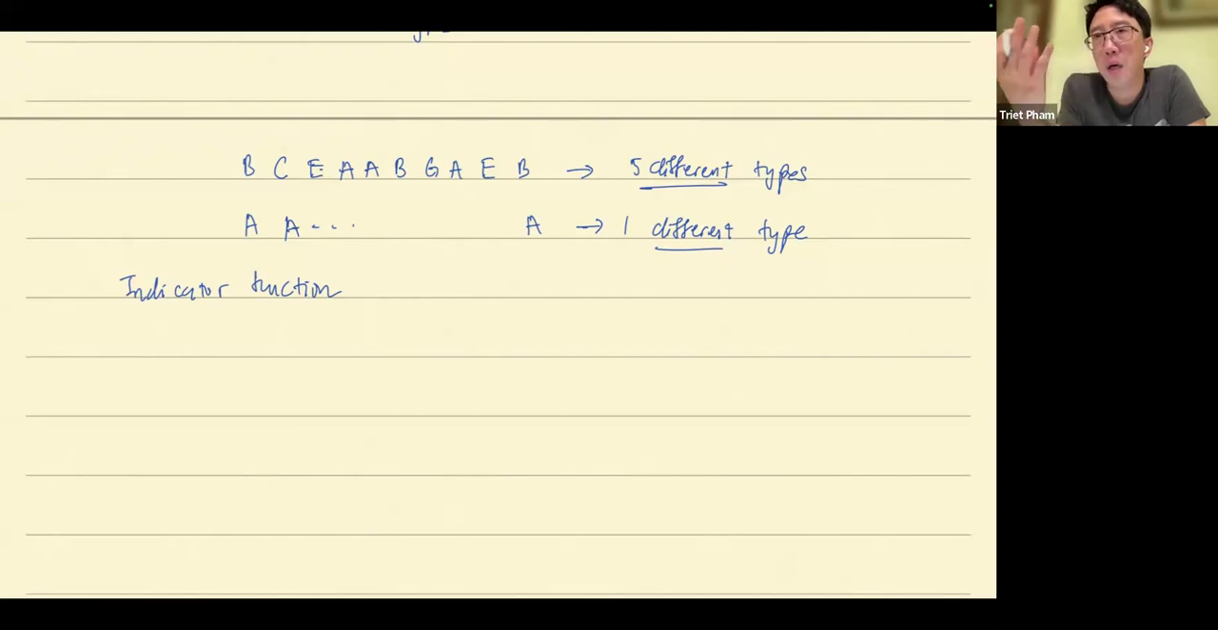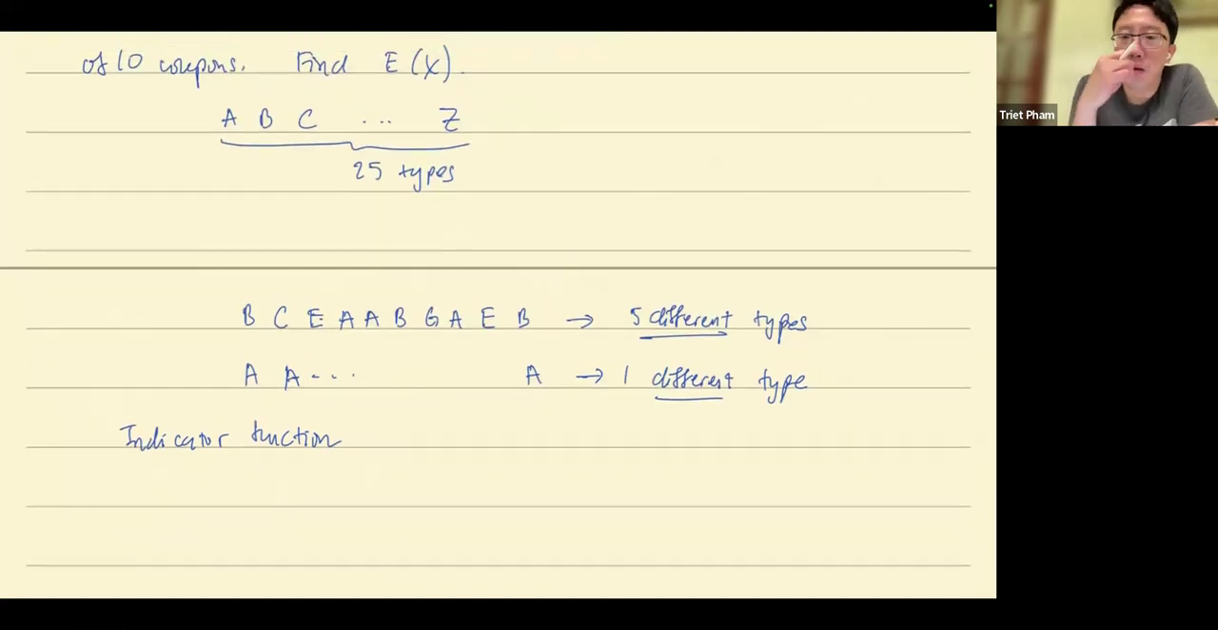What are we counting up? What are we looking at? So we should break X down into a sum of some random variables. What are they?